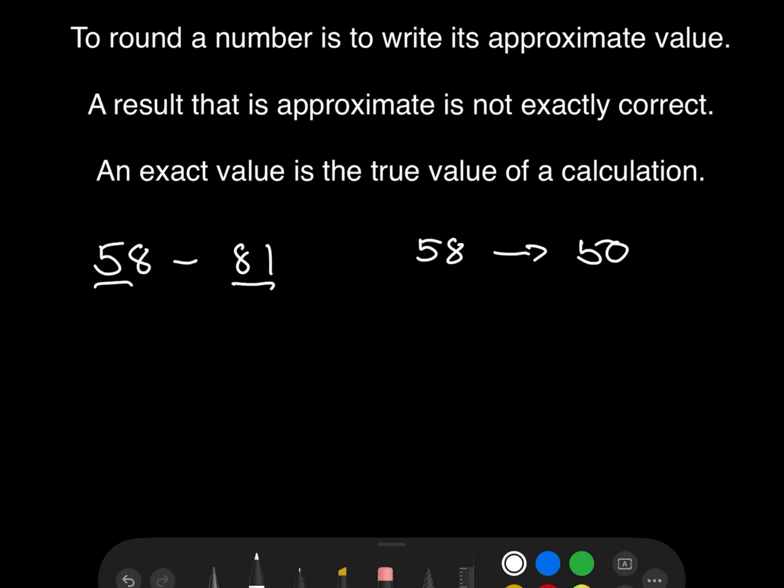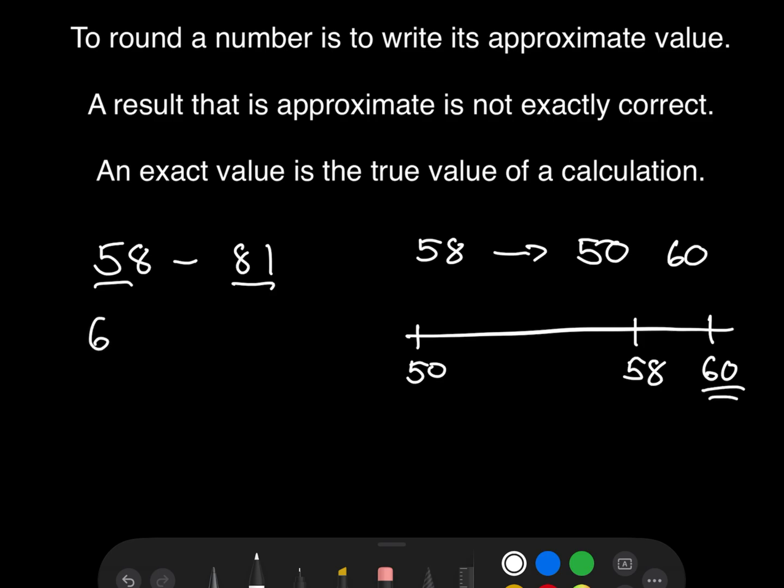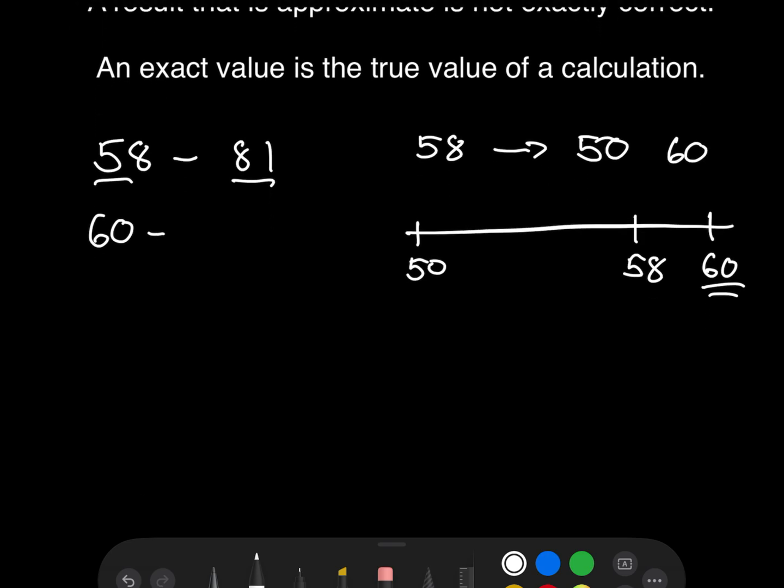So we all know that 58 lies between 50 and 60. In a number line, if this is 60, this is your 50, and 58 is closer to 60, so it's around here. Therefore, we can round 58 to 60. So we can write 60 here, minus.